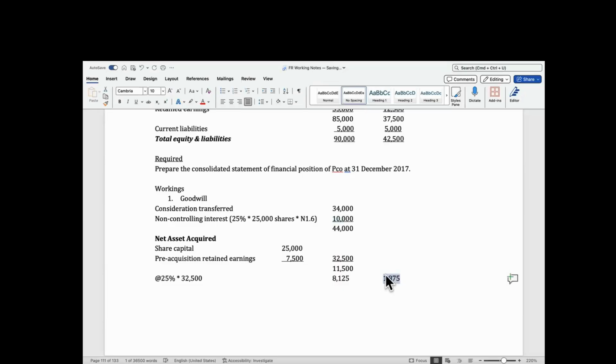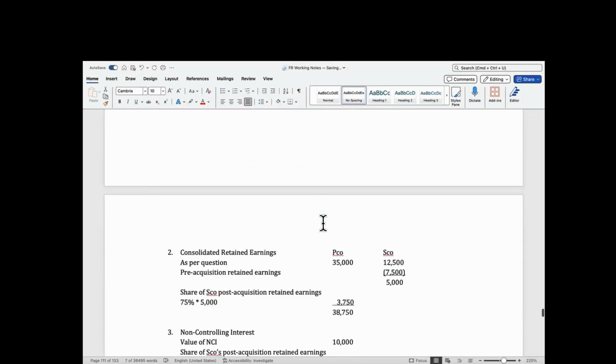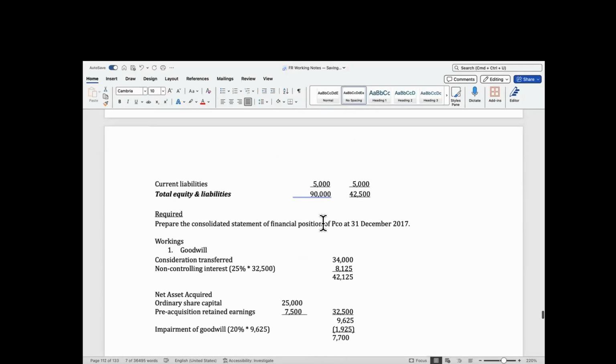Okay, so this is the goodwill. Out of this 11.5, the goodwill of the NCI is this. Why I'm mentioning this is just for you to understand that NCI too might have a share of the goodwill if it's measured at fair value. If it's measured at fair value, you will have a share. If it's measured at proportionate share, it's just in and out, it doesn't have any share. Okay, let's go back to what we're doing.